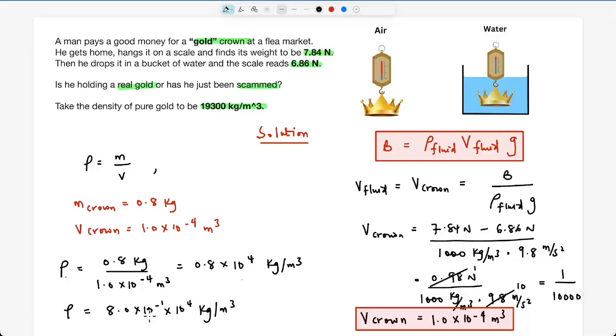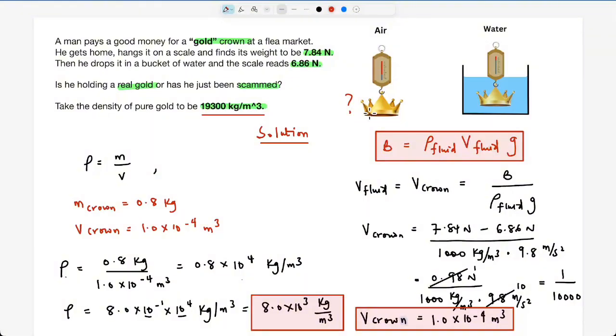Now, from the laws of indices, we have two bases of 10 that are the same, so we add the powers. Minus 1 plus 4 is 3. So the density is going to be 8.0 times 10 to the power of 3 kilograms per meter cubed. And this is the density of the crown bought by this man from the flea market. If we compare this density to the density given in this problem for pure gold, then this crown is not pure gold.